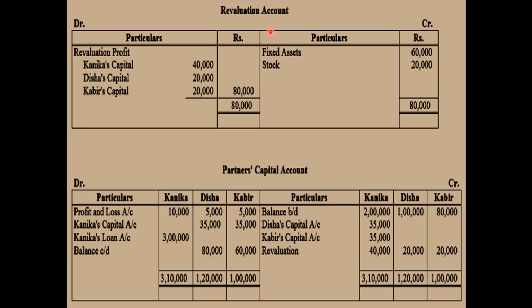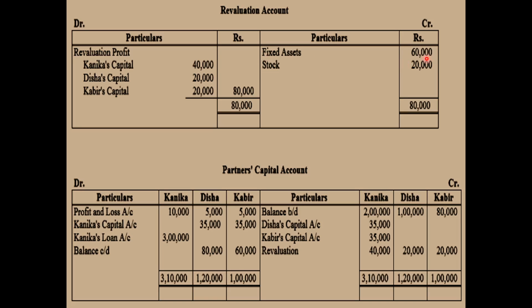This is the revaluation ledger. One is stock value increases 20,000. It is 1 lakh into 120 by 100, that is coming 1,20,000. 1,20,000 minus 1 lakh is 20,000. Or another way, we can directly do 1 lakh into 20%. That way also you can find out the increased value. That is coming this side.